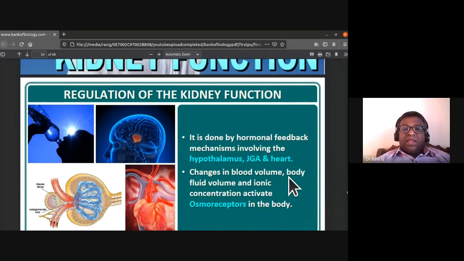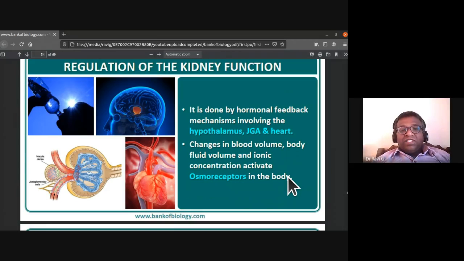How is it being regulated? The regulation, the control of kidney function, is done by a hormonal feedback mechanism, and it involves the hypothalamus, the JGA (juxtaglomerular apparatus), and the heart.